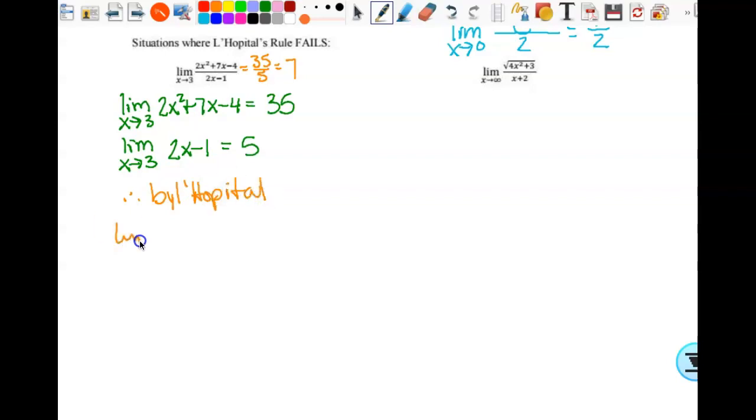If we did the limit as x approaches 3, yeah, write this down. So when I take the derivative of the numerator, I'm going to get 4x plus 7, right? And then the denominator just would give me 2. So that's going to give me 19 over 2. I get an answer. Is it the right answer? No, because you can't use L'Hopital, right?